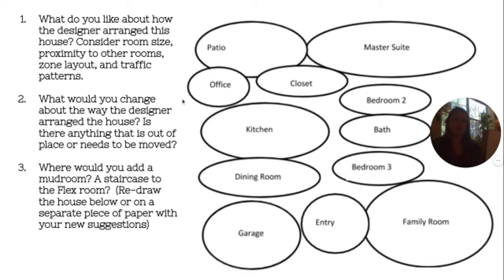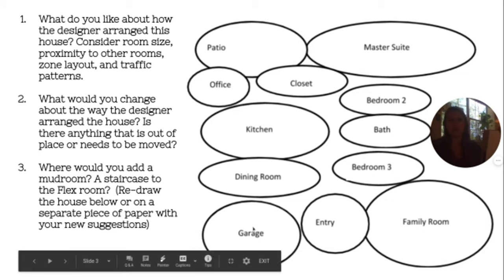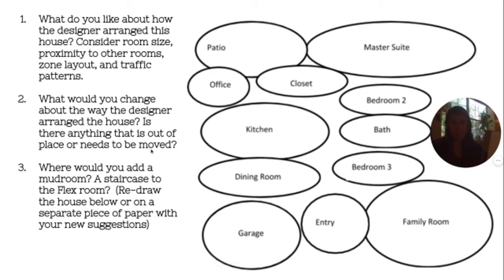Traffic patterns, and we're really not going to talk about that right now. What would you change about it? Like I kind of just said that. I would switch the family room and the garage. Is there anything that is out of place or needs to be moved?